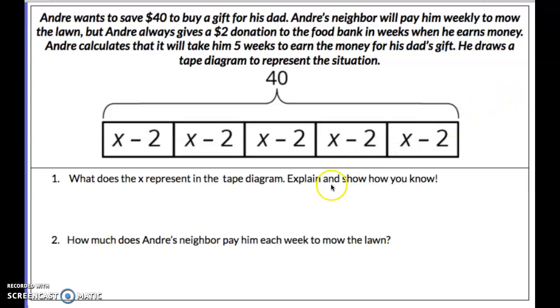Hi guys, I'm going to walk you through how to use this tape diagram to help you find unknowns. So let's first start off by reading our word problem. Andre wants to save $40 to buy a gift card for his dad.